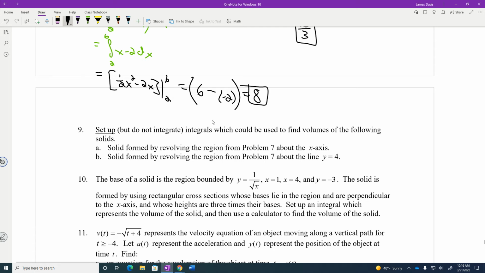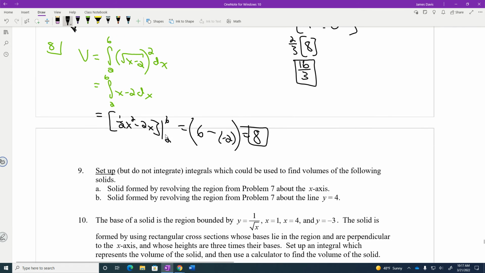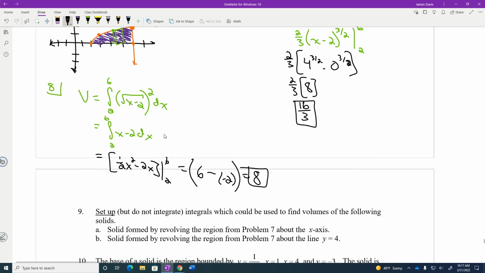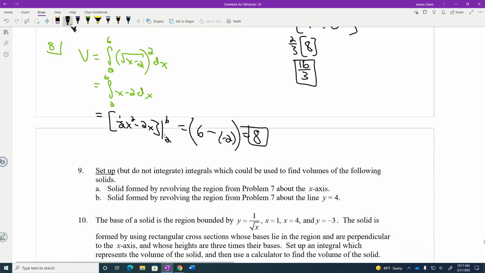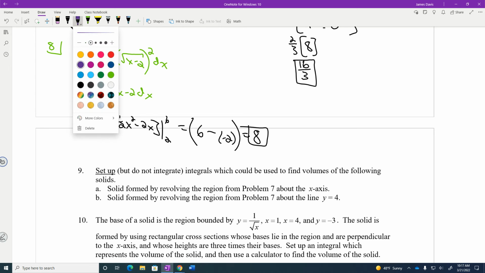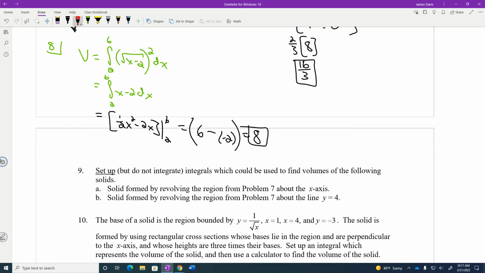All right, number 9, set up but do not solve these. So we're still on number 7 problems. Solid formed by revolving the region about the x-axis. Okay, so it's going to be the same function then. It's just now volume, and this is just the disk method, basically, right? So we're going to take what we did here on the volume, and what's the only difference? Put a pi in front of that, that's it.